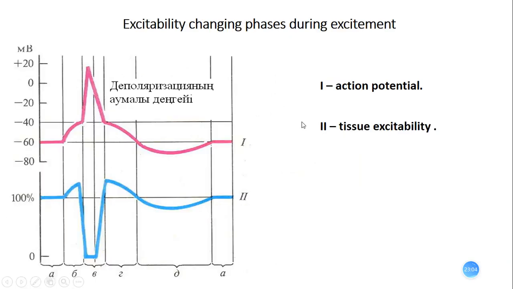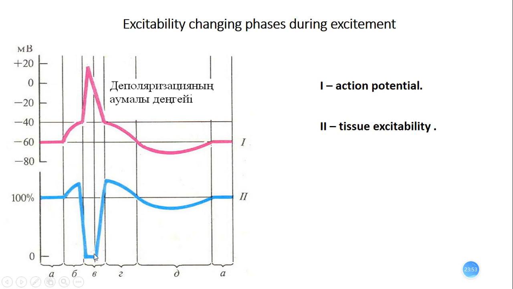We have two diagrams. This one is a diagram of the action potential, and this one is a diagram of excitability. Here you can notice that each phase of the action potential corresponds to a phase of excitability. For example, this period is the latent period, and it corresponds to the supernormal period of excitability. Then this is the depolarization period, which corresponds to the absolute refractory period, and this is the repolarization period.